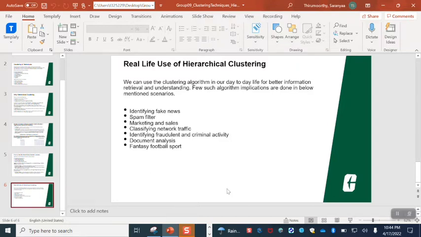Marketing and sales say every product will not be a great fit for all the customers.